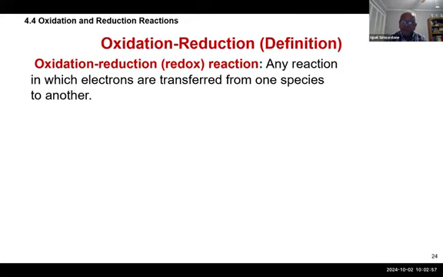Precipitation and acid-base gas formation reactions don't involve electron transfer between atoms of the compounds undergoing chemical reaction. Therefore, they are different from this class of reaction where electron transfer takes place. These types of reactions are called oxidation reduction reactions, or redox reactions.